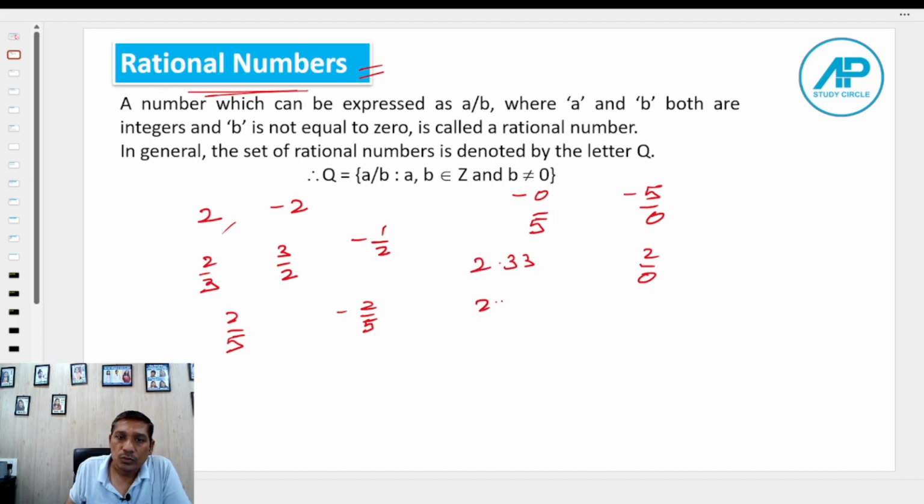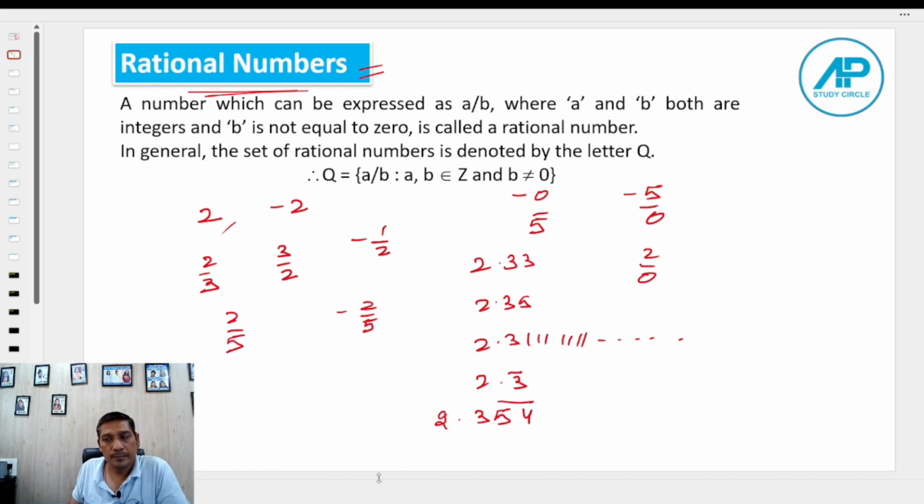2.33, 2.35, 2.311111, and it's going on. I'm explaining later on all these numbers. 2.3 bar, 2.354 bar. If I say I'm clubbing them, all of them belong to the category of rational numbers. They all are rational numbers. So I read from here for you.